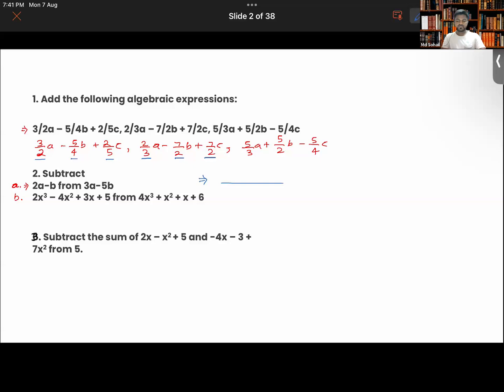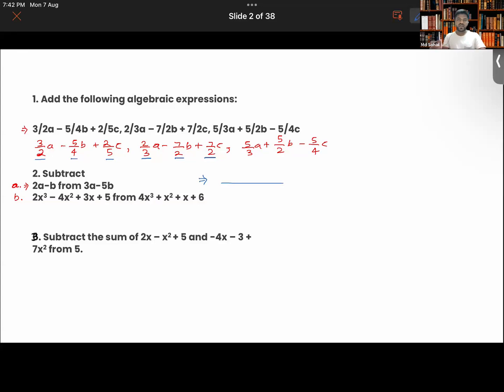Sir, what do we have to do in question 2? In question number 2, you basically have to subtract 2ab from 3a minus 5b. Solve only the first one, right, sir? Yeah, these are basically two expressions here, right? We don't have only terms here. We have two different expressions. Okay, sir.